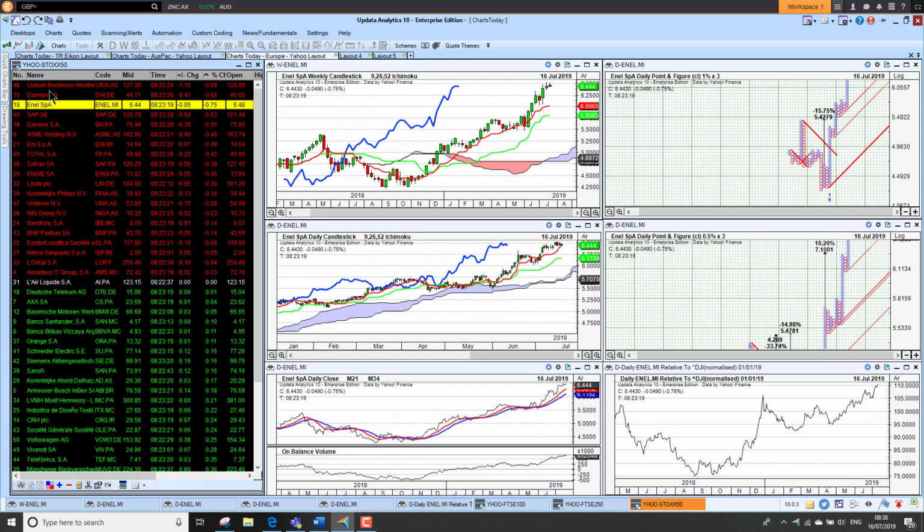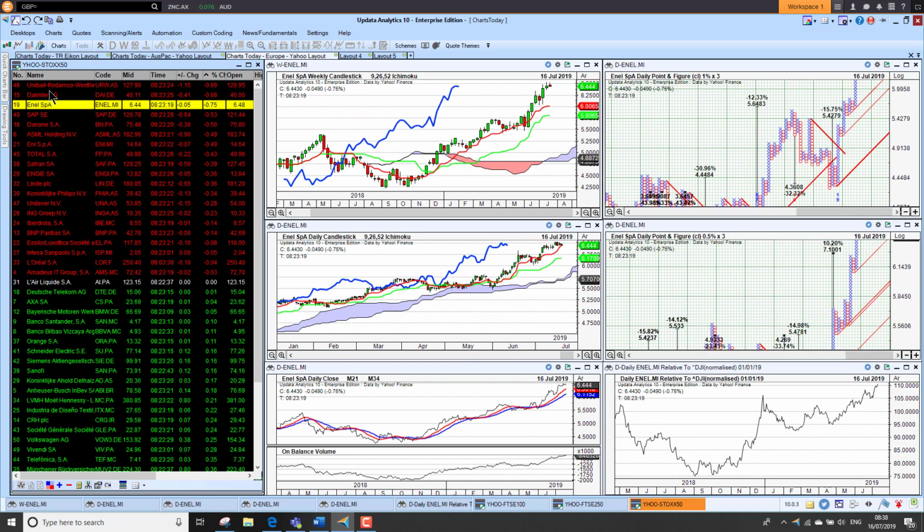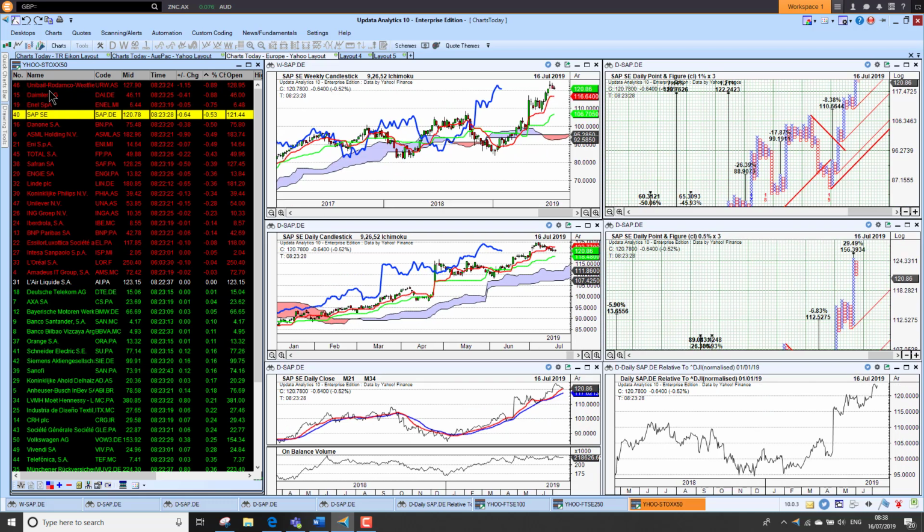Enel in Italy we're seeing looking pretty strong. That's the Italian utility. And SAP Group, although they're down this morning, the chart's looking strong. So we are seeing this theme of the worst performers tending to be the best looking charts at the moment, and the ones that are performing strong, we're seeing counter trend moves.